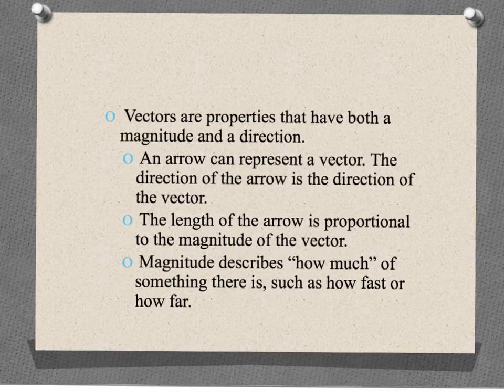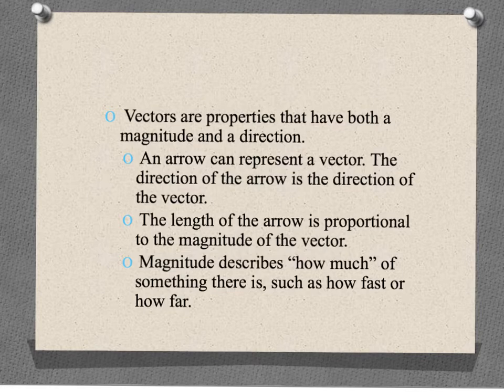Vector properties, on the other hand, have both a magnitude and a direction. If you're a fan of the movie Despicable Me, think about when Vector's at the bank and he says, I'm no longer going to be Vector, I'm going to be Victor, because it has a size and a direction. That is the correct definition of a vector.